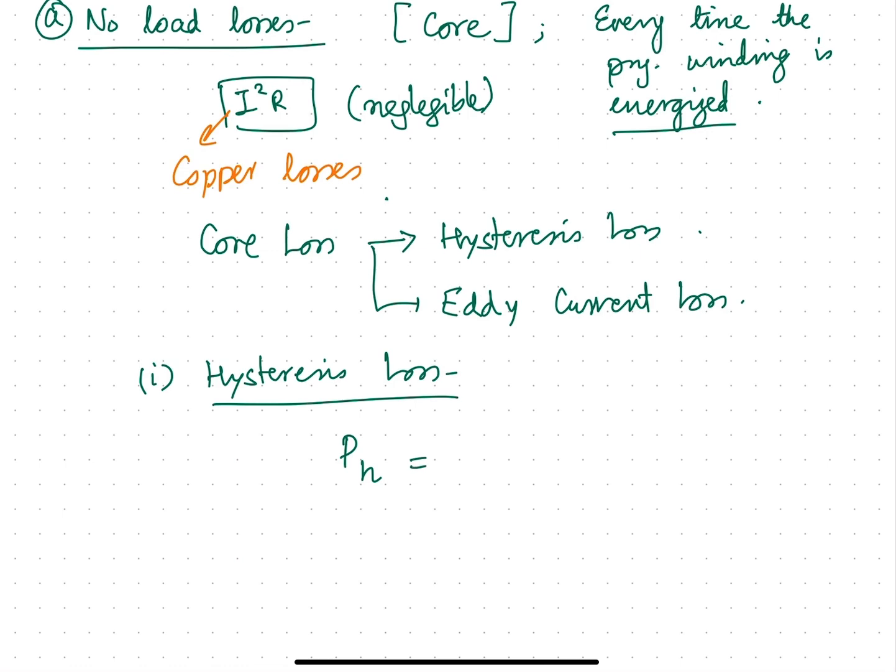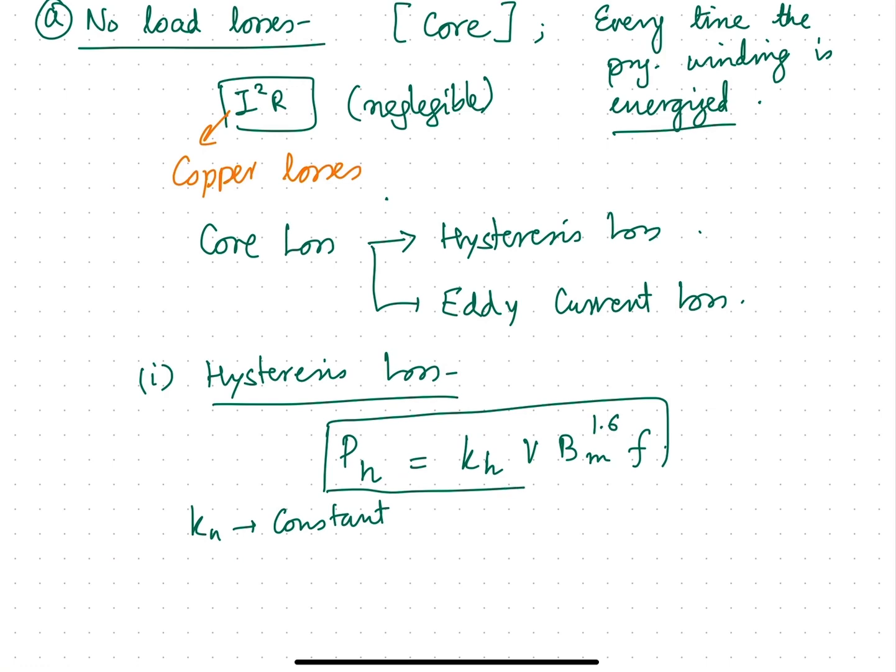This loss is quantified as Kh, the hysteresis loss constant, which depends on the nature of the material used, and it is proportional to the flux density raised to the power of 1.6. Okay, and it is also proportional to the voltage and the frequency. So this is the hysteresis loss, Ph.